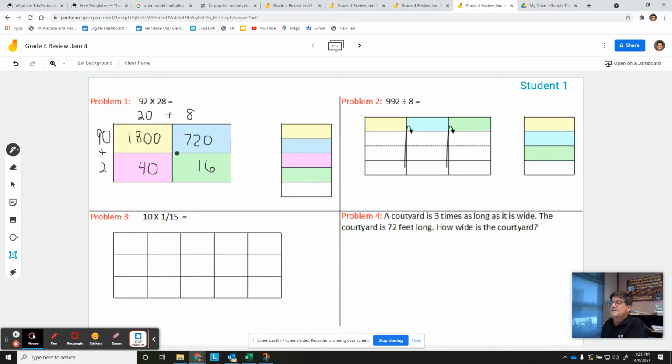Okay, then transfer these over to these boxes over here for the addition portion. So that's 1800, that's 720, and that's 40. And that's 16. Again, it's pretty obvious, I think, that the colors are meant to scaffold the students here.